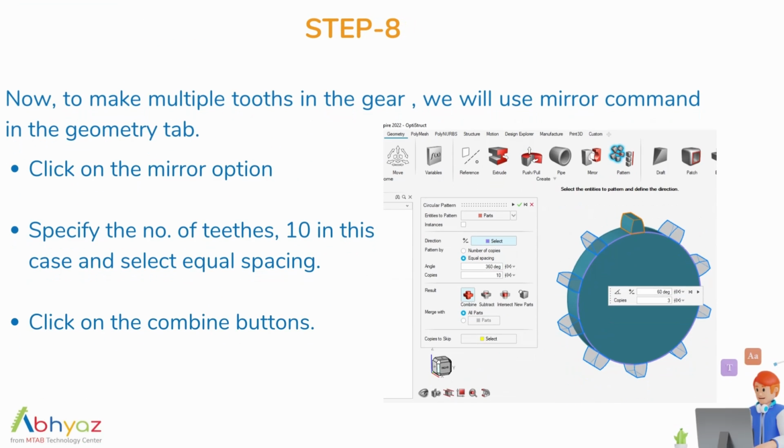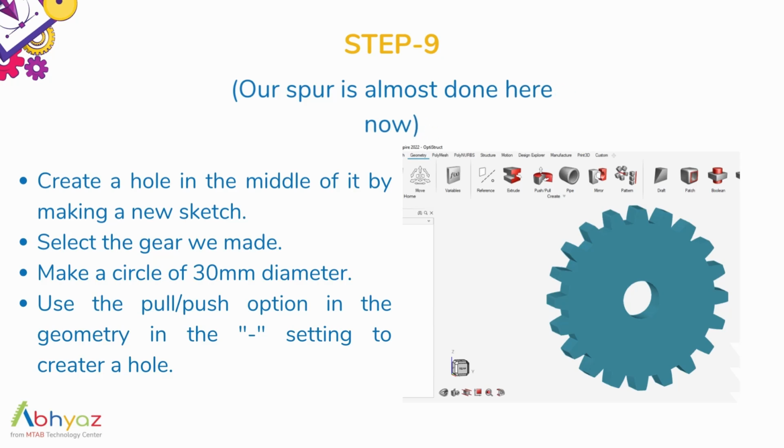Step 8, now to make multiple teeth in the gear, we will use Mirror command in the Geometry tab. Click on the Mirror option and specify the number of teeth, 10 in this case, and select equal spacing then click on the Combine button. Step 9, create a hole in the middle of it by making a new sketch. Select the gear we made. Make a circle of 30 mm diameter. Use the Pull/Push option in the Geometry tab to create a hole.